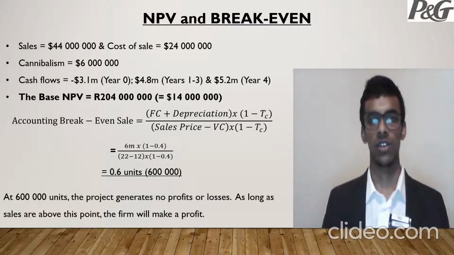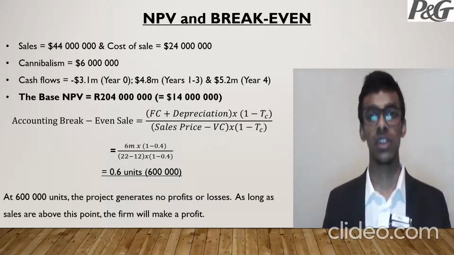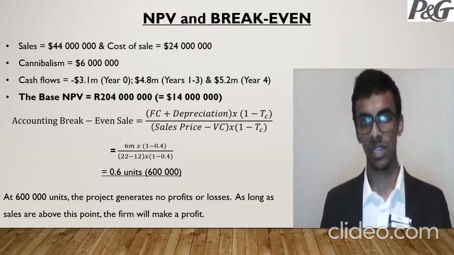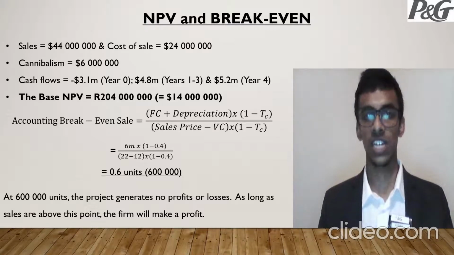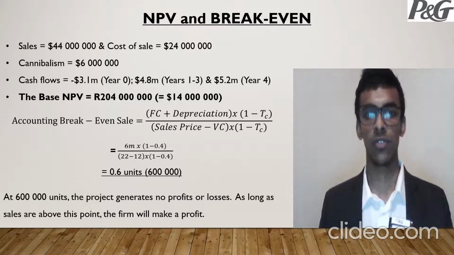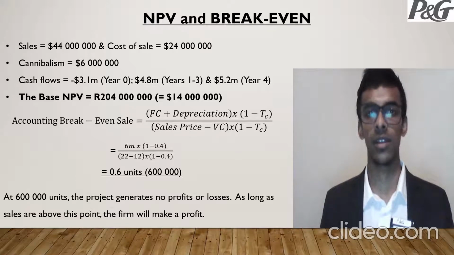And after accounting for cost of goods sold, expenses, and other cash flows, we are able to determine the total cash flow values, that being negative $3.1 million for year 0, $4.8 million for years 1 to 3, and $5.2 million for year 4. These cash flows are then discounted at our WACC of 5.76% to give us a positive base net present value of 204 million Rand. This suggests that the project is a profitable one and one that P&G should pursue.